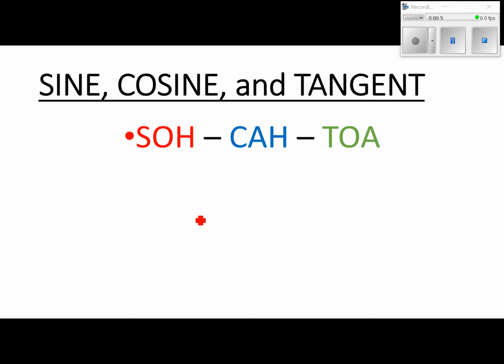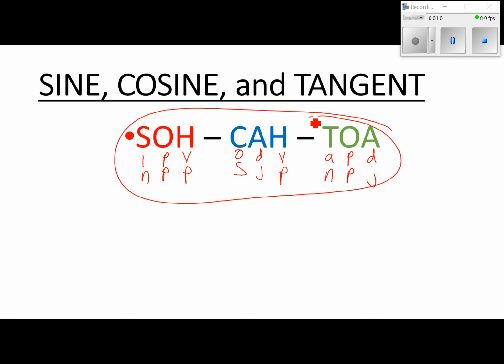SOHCAHTOA, remember, write this down each time. The S stands for sine, and on your calculator it's SIN, and that's the opposite leg over the hypotenuse. C stands for cosine, that's COS on your calculator, and that's the adjacent leg over the hypotenuse. T stands for the tangent, and it's TAN on your calculator, and that's the opposite leg over the adjacent leg. You've got to know this every single time for all these problems that we're going to do. SOHCAHTOA.